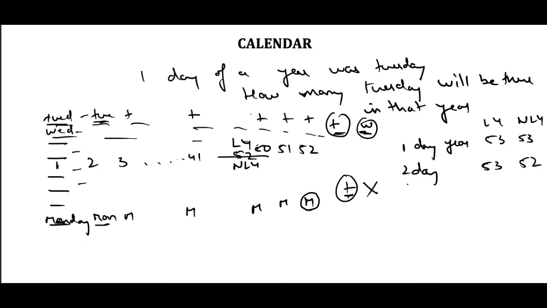Coming to the third, fourth, fifth, sixth and seventh days, in all cases there will be 52 weeks, so 52 days. Hence we can conclude that the first day of a year, in both leap year and non-leap year, will come 53 times. The second day in a leap year will come 53 times, in a non-leap year 52 times, and the third, fourth, fifth, sixth and seventh days of a year will always come 52 times.